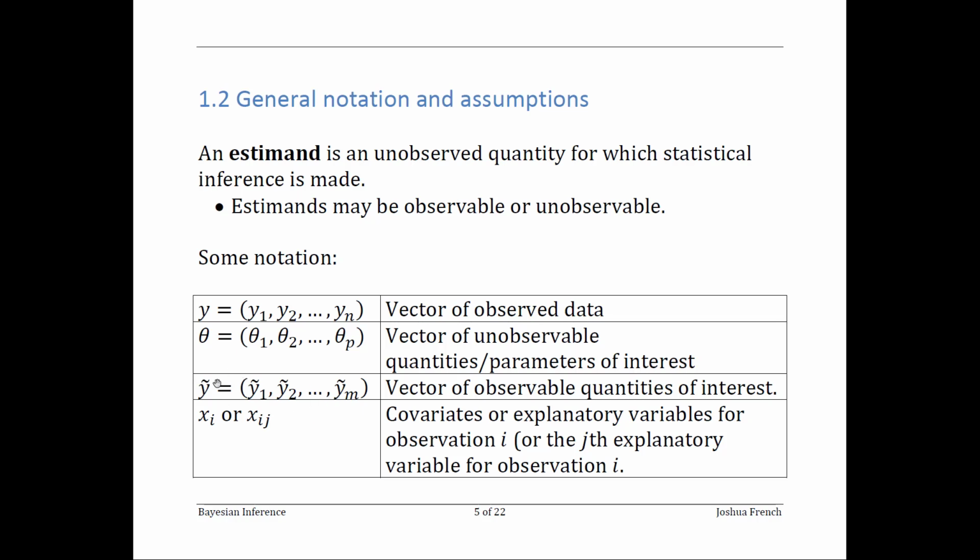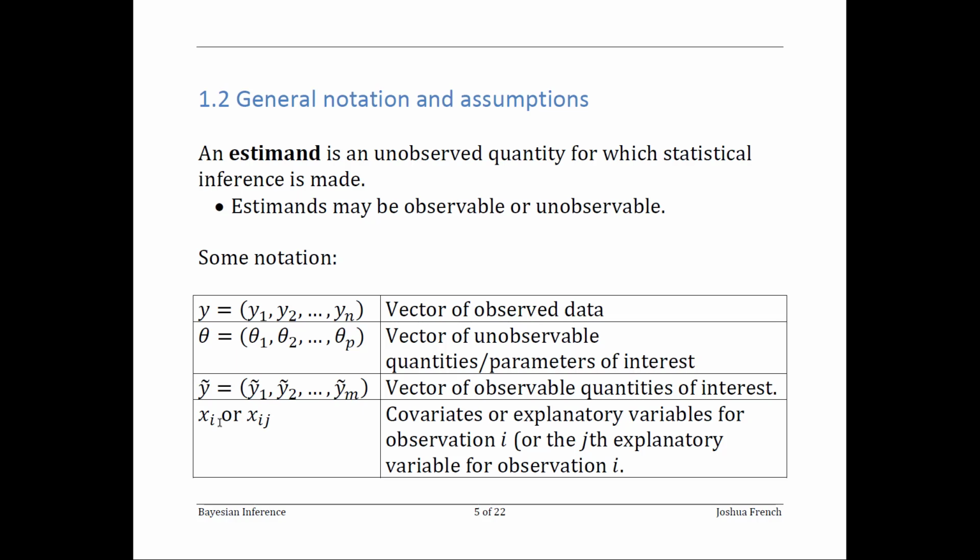The letter Y tilde is going to denote a vector of observable estimates or observable quantities of interest. You can note the link here between Y and Y tilde. The tilde lets us know that this is something that we could observe given enough time. For example, this might be the future selling price of my home if I chose to sell it. I may not be able to observe it now, but I could make a prediction based on a model and then at some point in the future see how close my prediction was to how much my home actually sold for.